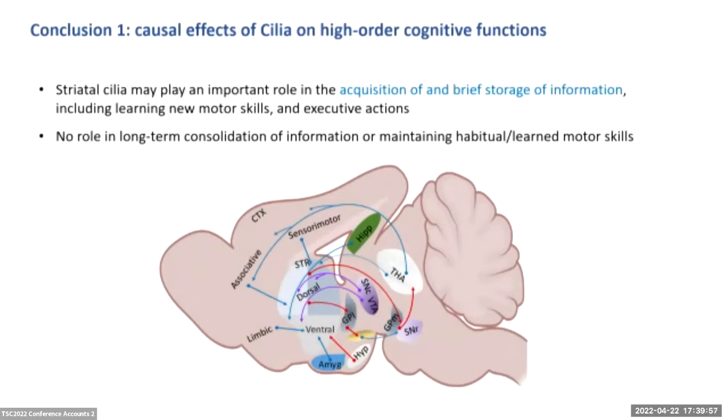different regions of the cortex, and at the same time, it sends executive actions through this circuit of the basal ganglia. According to our data, the first conclusion is that striatal cilia may play an important role in acquisition and brief storage of information. And of course, that includes learning of new motor skills and executive actions.